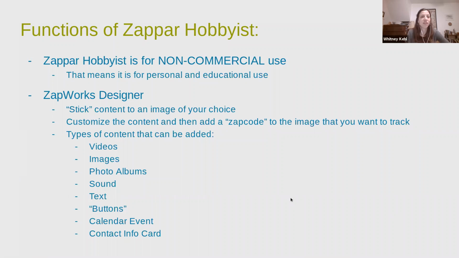Okay, so now let's talk about the functions of Zappar Hobbyist. So Zappar Hobbyist is for non-commercial use. Zappar is a commercial company. Most of their clients are food companies that want to put augmented reality games or other types of content on packages for different commercial products like cereal boxes and things like that. And so if you want to use Zappar for just experimentation and personal use, you can use the non-commercial form called Hobbyist. And it's also for educational use.